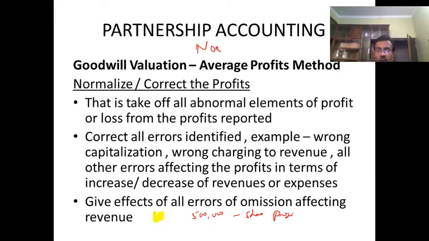That is our task. We must take off all abnormal elements of profit or loss. So not only the profit but also the loss. When it is an abnormal loss, we must add it back. For loss, we should add back.